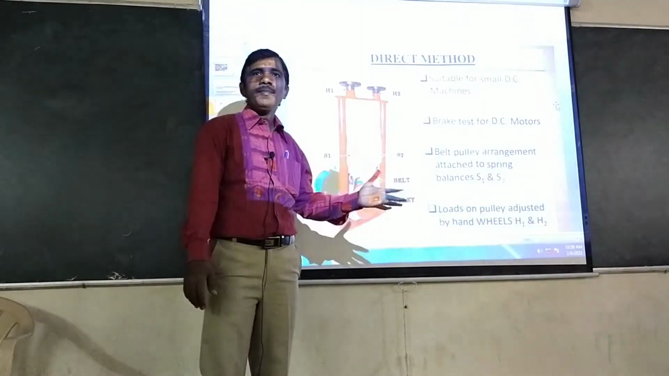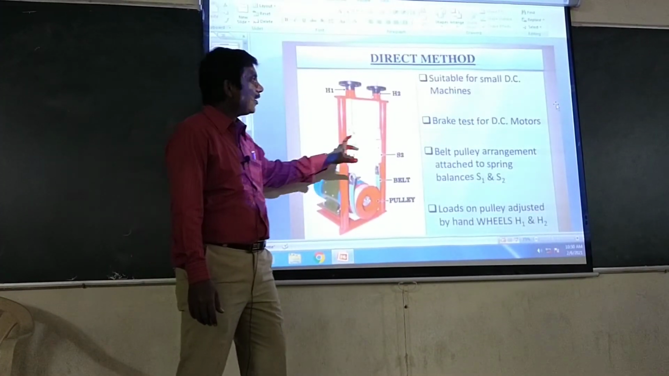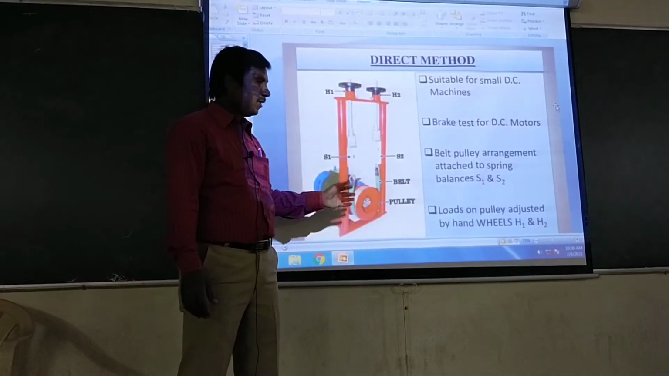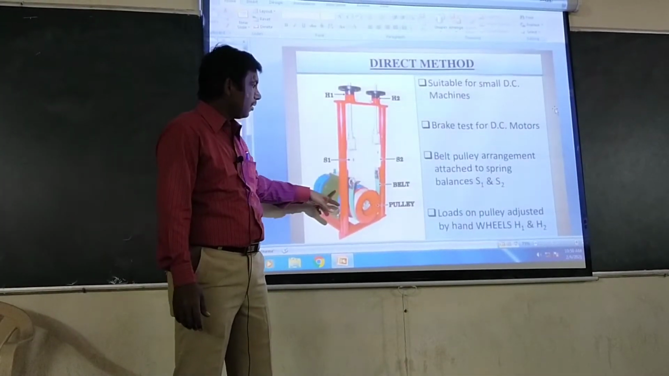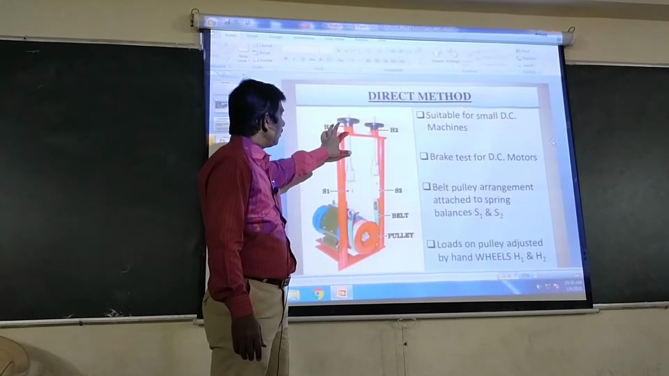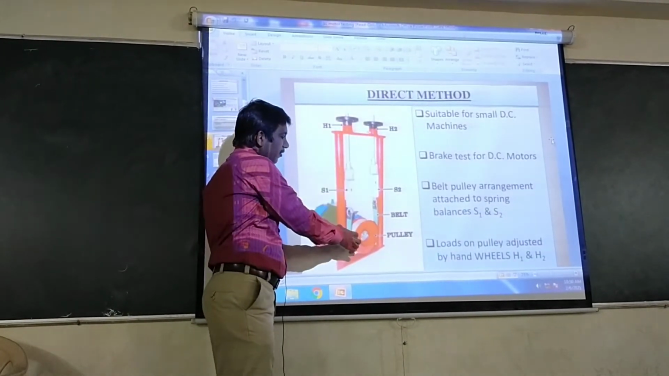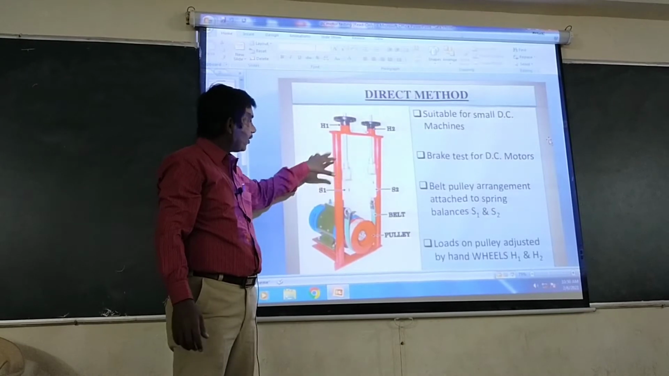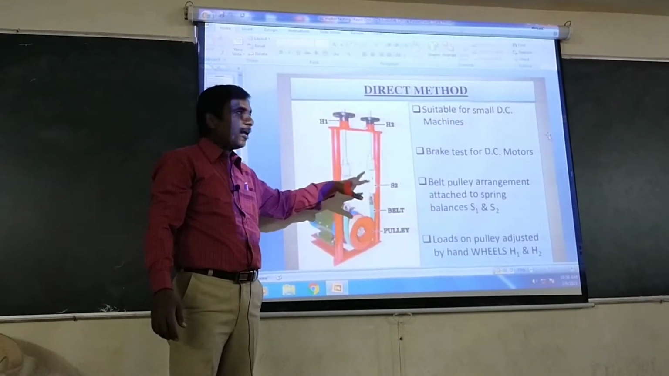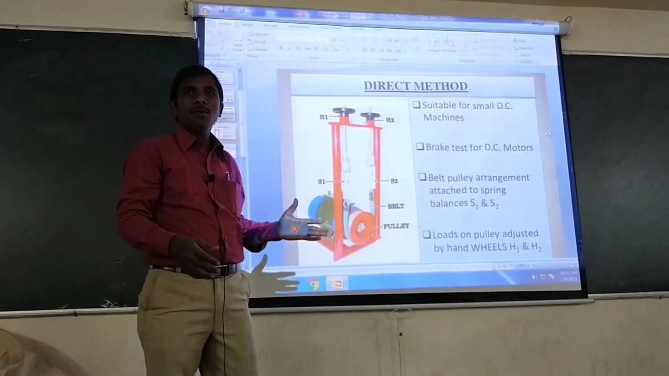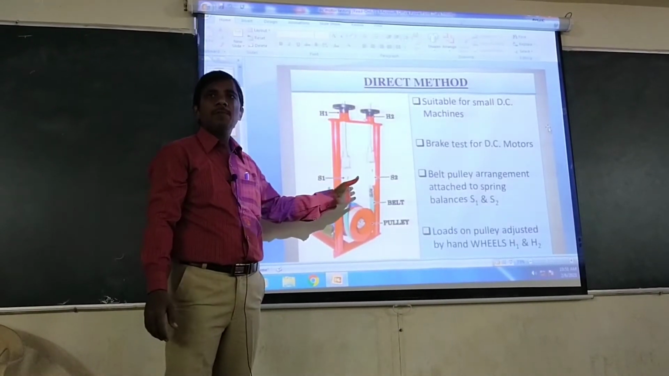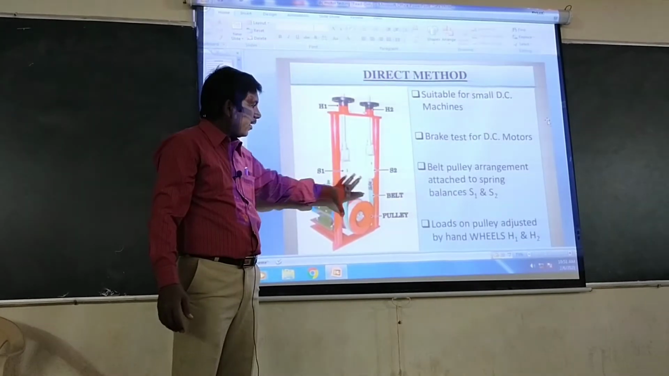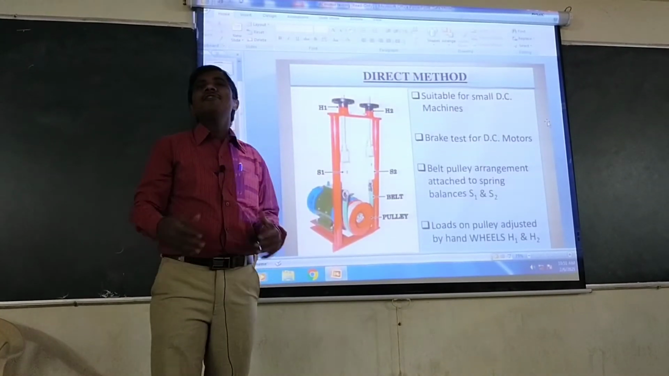For small motors or small machines, we use this method, the brake test of DC motor, suitable for small DC machines only. Because it is a small DC machine, we can easily conduct this test, the direct test. The loads on the pulley are adjusted with the wheels. After that we find the voltage rating, current and speed. The spring balances give the load. From that, 9.81 into (S1 minus S2) into radius gives the mechanical power output, P equals 2 pi NT by 60. We use this formula. By applying this type of load directly to the motor, we find the efficiency of the DC motor.